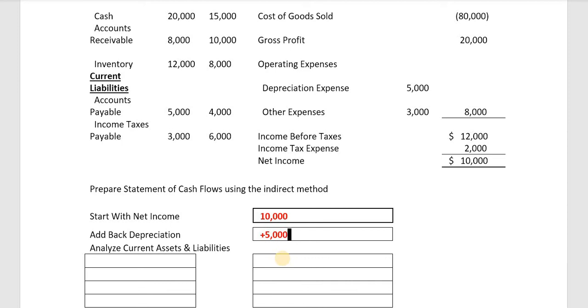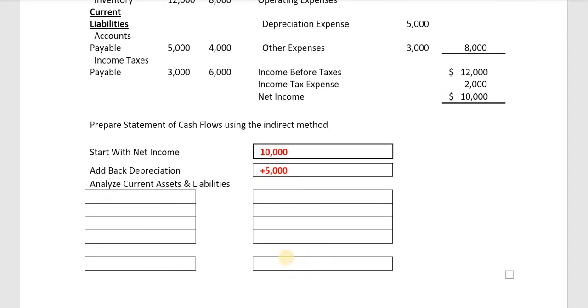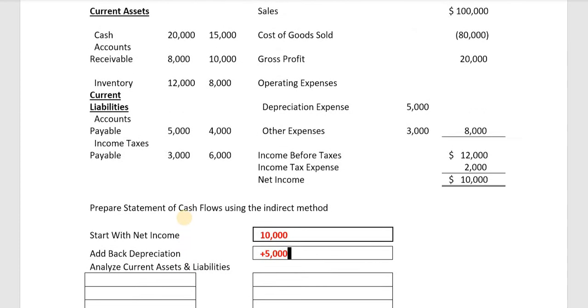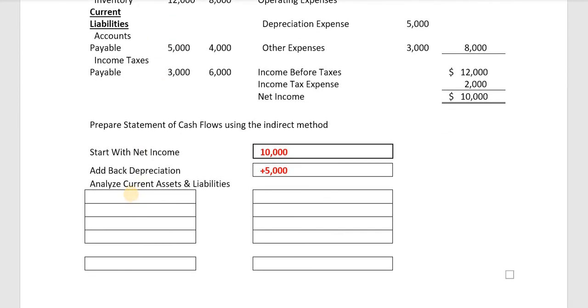Easy enough. Now we're going to look at our current assets and current liabilities, and we're going to see what happened. First of all, don't I know the answer? Don't I know that cash went up by $5,000? Started at 15, ended at 20. So my answer here is going to be 5,000, I think, isn't it? Hey, accounts receivable started at 10, ended at 8. So it was a decrease in accounts receivable. If accounts receivable goes down, it means people paid it. So that's $2,000 they paid me.